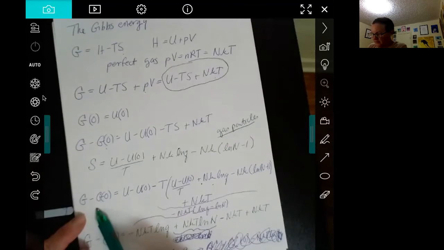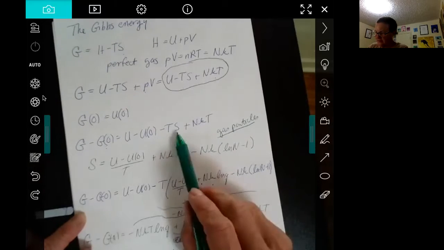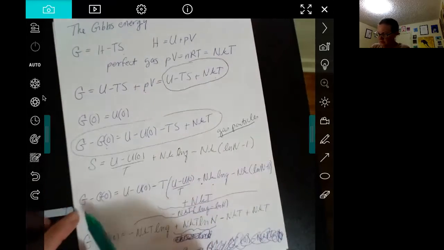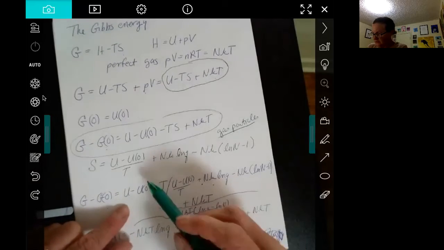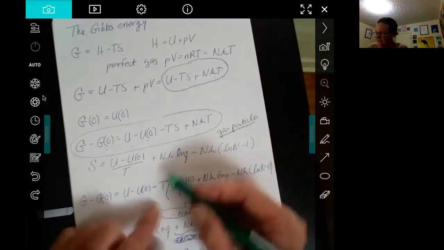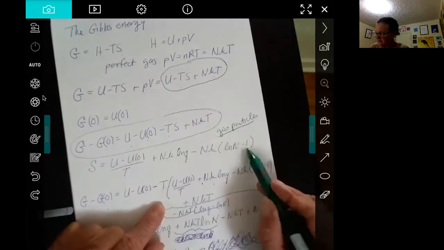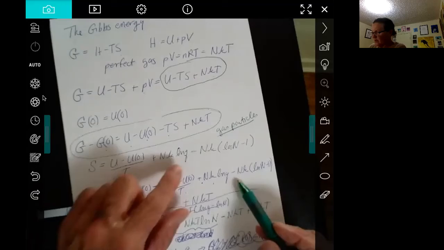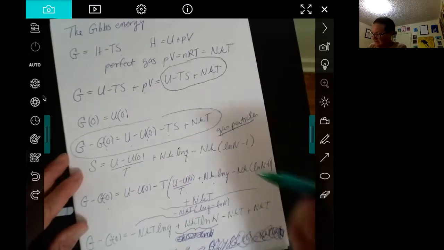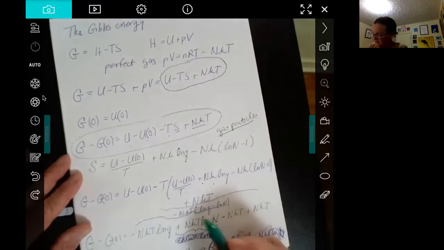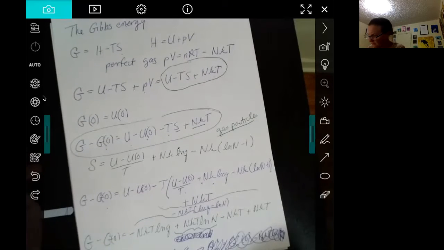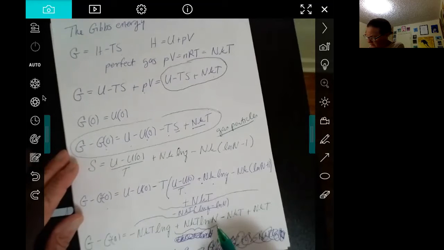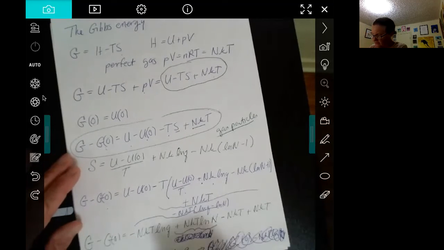So if we look at this and I plug in our definition of entropy, so I go back to this equation, G minus G0 is equal to U minus U0 minus T times all of this. So this is our entropy, (U minus U0)/T plus NK ln of Q minus NK ln of (N minus 1). And then after we put that entropy in, we still have plus NKT. And so we will just look at how you can group these.